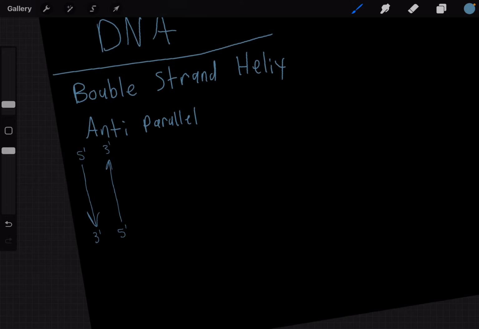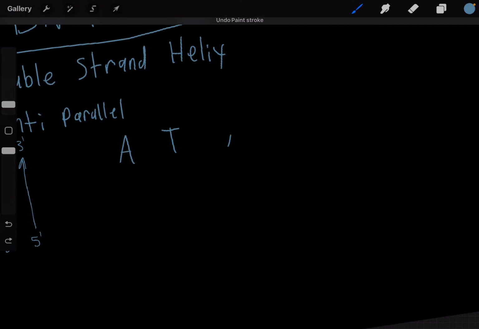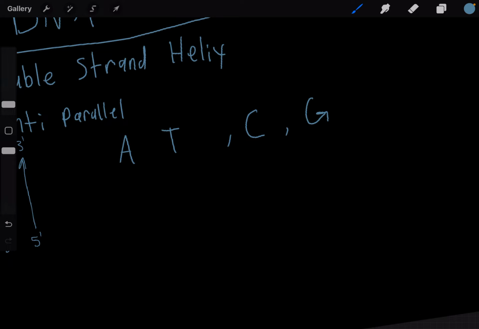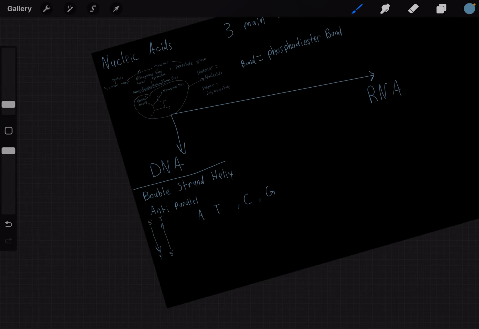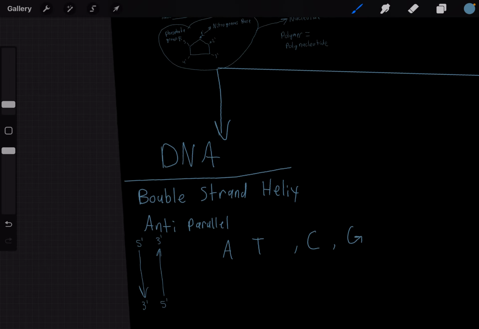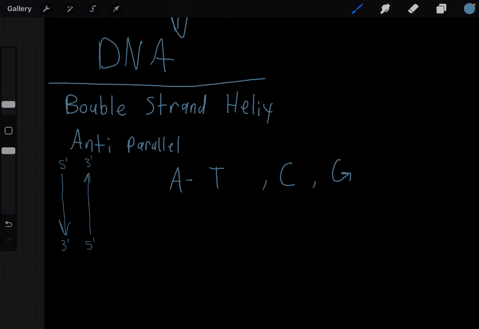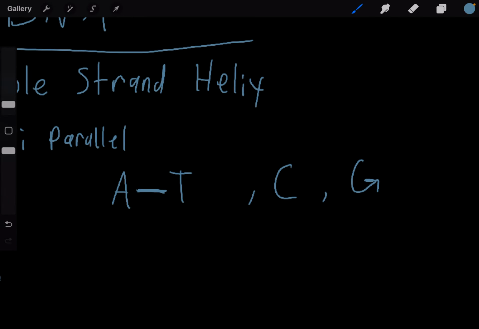Now, the nitrogenous bases. DNA only has A, T, C, and G. It does not have U. Remember, we actually have 5: adenine, guanine, cytosine, thymine, and uracil. But DNA has 4 and RNA has 4. A goes with T, and it always goes with T. It does not go with C or G or U for DNA. C always goes with G.